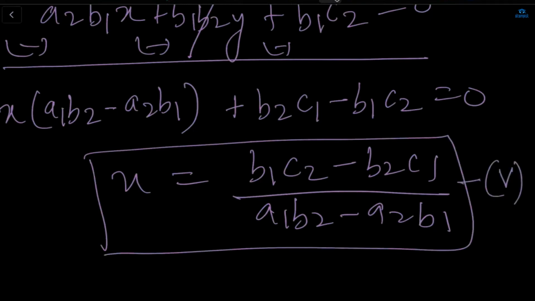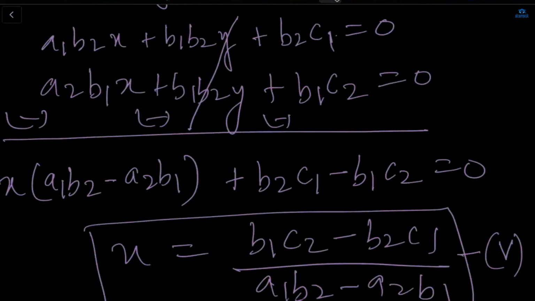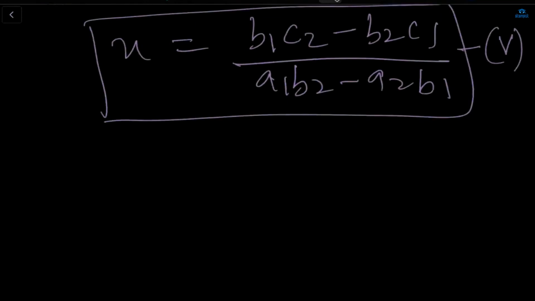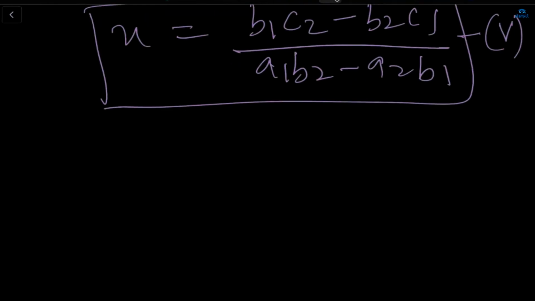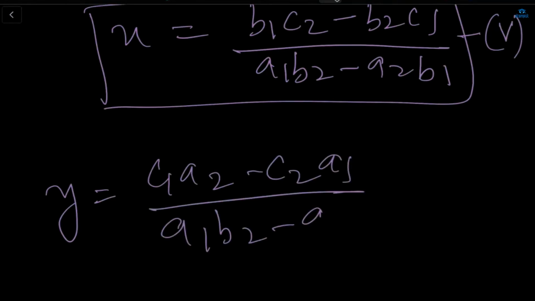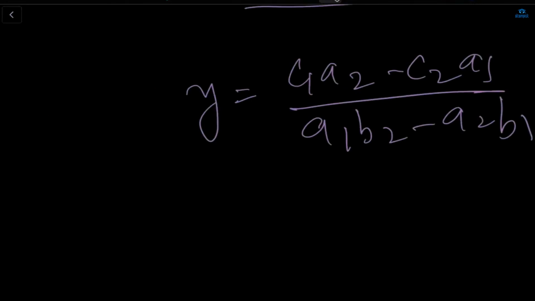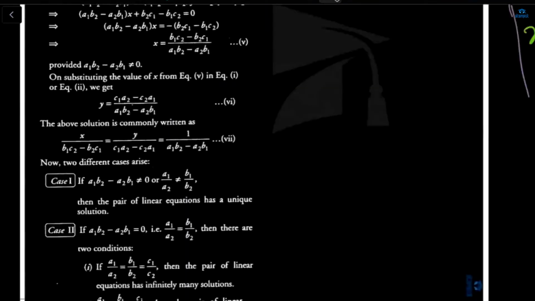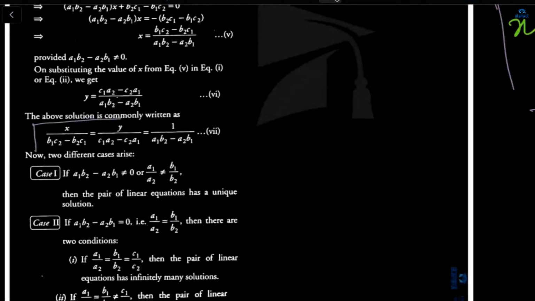You can say this because these two are another equation. Now similarly, you put the value of x in any of the equations, and after that you will get the value of y as C1 A2 minus C2 A1 upon A1 B2 minus A2 B1. Now any doubt in this? The above solution is commonly written in this way.